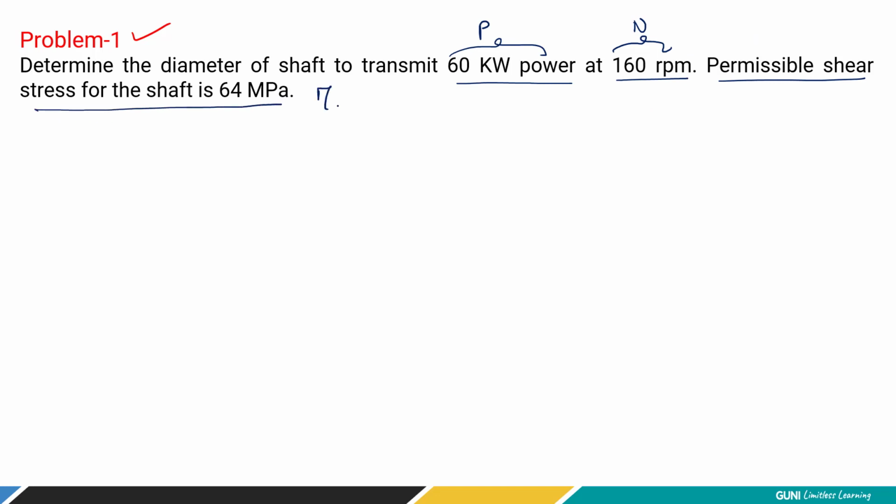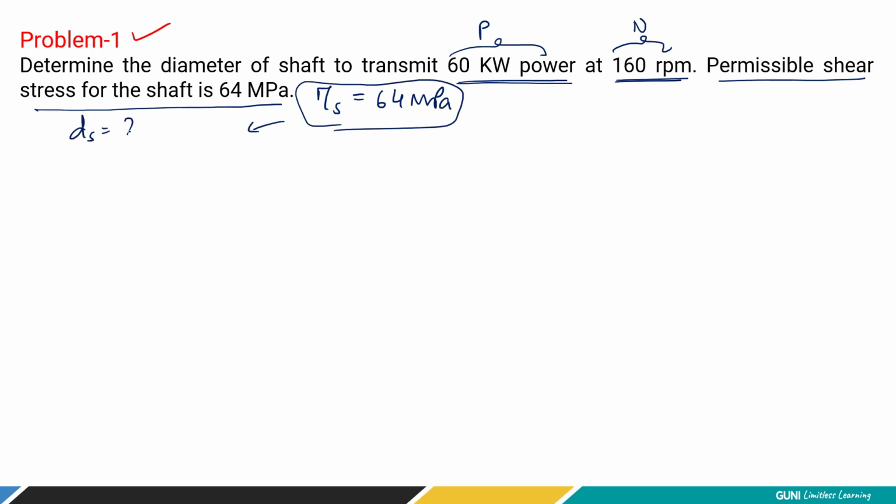Now permissible shear stress for the shaft is 64. That means torsional shear is not allowed to exceed 64 megapascal. If it is crossing it, the shaft is considered to be a failure, right? So for this loading situation, that is power we have to transmit is 60 kilowatt at 160 rpm, and shear stress should not cross this value. So what should be the diameter of shaft, right?